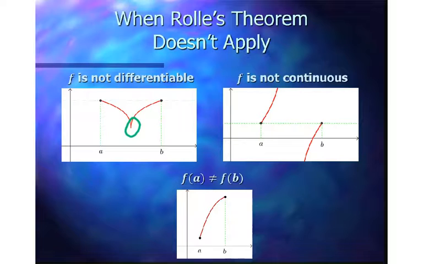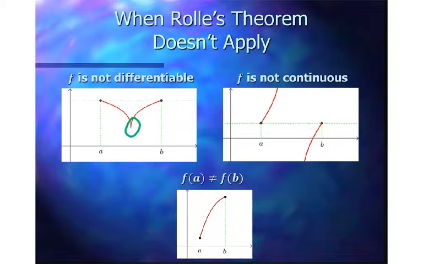And finally, we can look at the bottom middle graph, and we have an example where f(a) is not equal to f(b). And if that's the case, then once again, we're not guaranteed that there's a place where the derivative is equal to 0. But if all three of those conditions were met, we would be guaranteed that point.